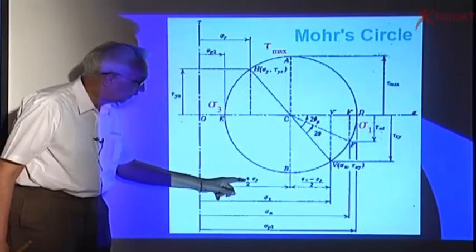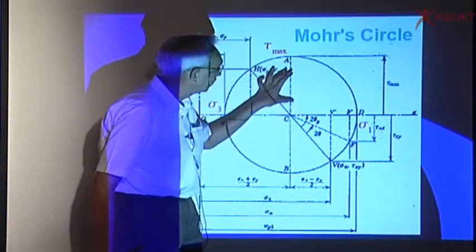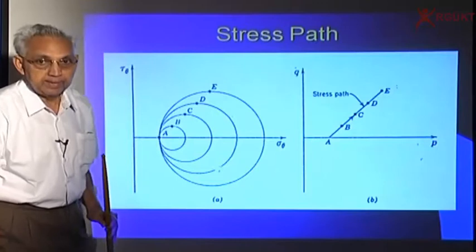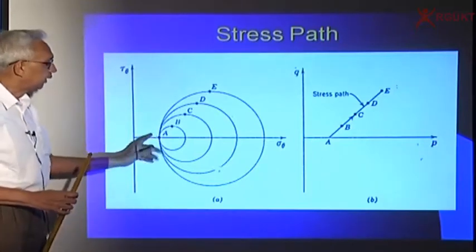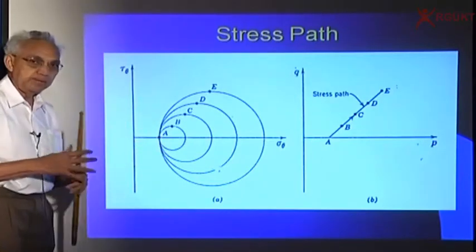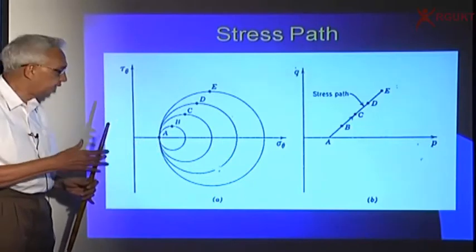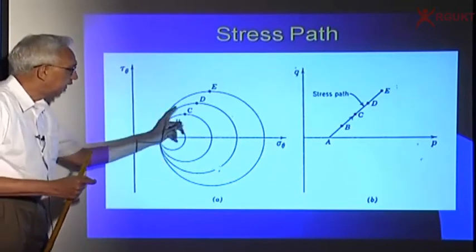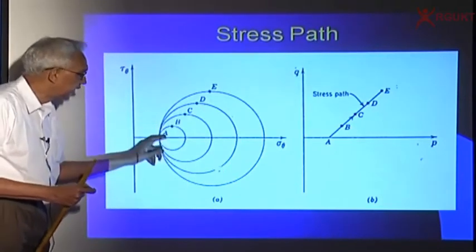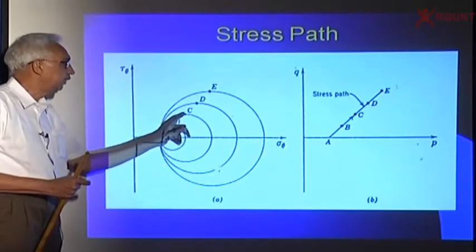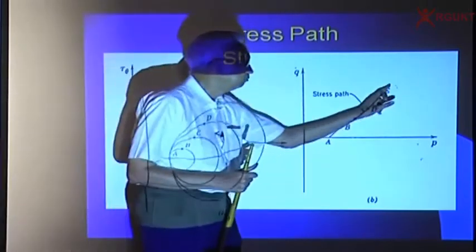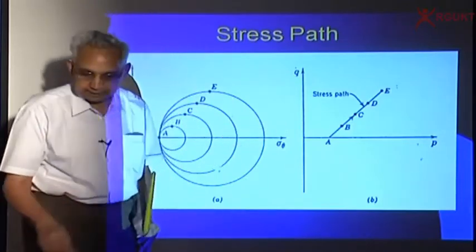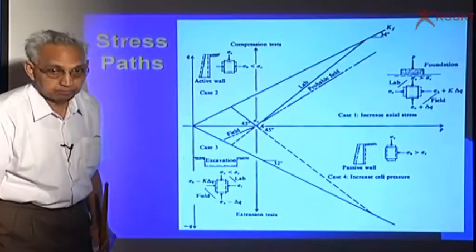So if I define this as P and (sigma 1 minus sigma 3)/2 as Q, we can plot the stress points. And here is the stress path. Starting from sigma 3, I increase a hydrostatic stress, point A is here. You keep on increasing vertical stress, you get more circles of different sizes, and the stress points become A, B, C, D, E, and if I join them, I get the stress path. This is how we defined it earlier, and we need this concept in order to study the strain.